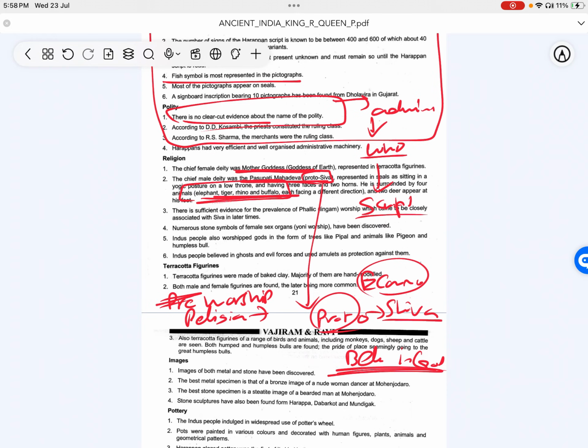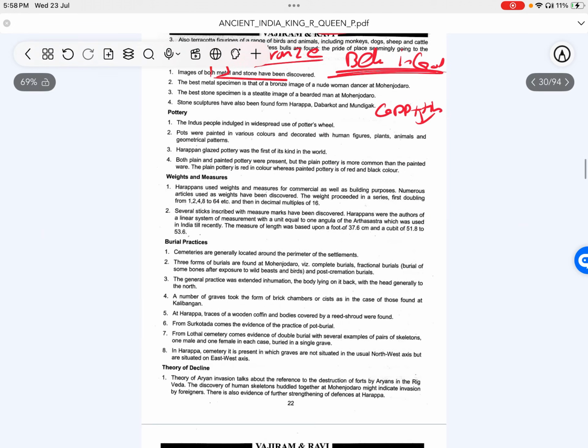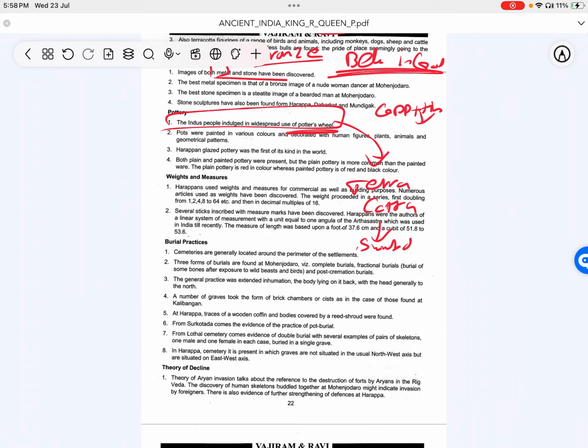We are trying to understand based upon the archaeological evidences, the stone artifacts. Most of the artifacts, both metal and stone, the metal was mostly bronze. Copper, tin, bronze. Potter's wheel, because terracotta clay is there. So we have so many terracotta symbols, seals or whatever.